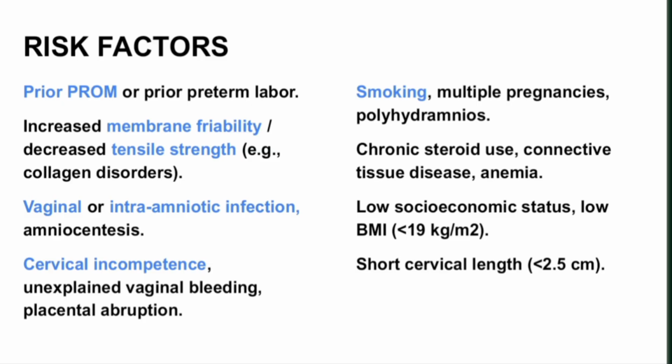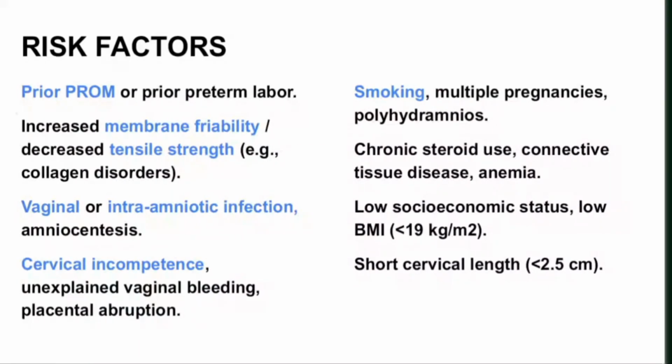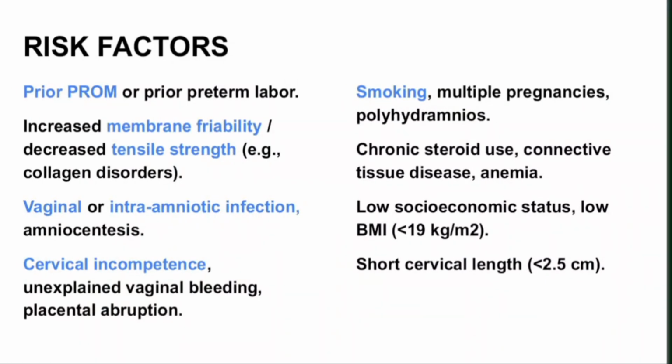The other thing which can cause PROM is multiple pregnancies, because it increases the intrauterine pressure, which then causes micro tears and brings about leakage of fluid from the vagina. The other thing we can talk about is polyhydramnios. Polyhydramnios also increases the intrauterine pressure, hence causing PROM. We also have certain drugs such as chronic steroid use, connective tissue disorders, and anemia. All these predispose a woman to having PROM.